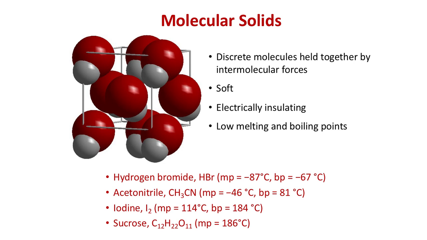So what we're going to do is go through a few different categories. We're going to go through molecular versus ionic versus metallic. We'll also look at things like polymers and covalent network solids and try to describe some of their differences. So our first category of types of solids would be a molecular solid.